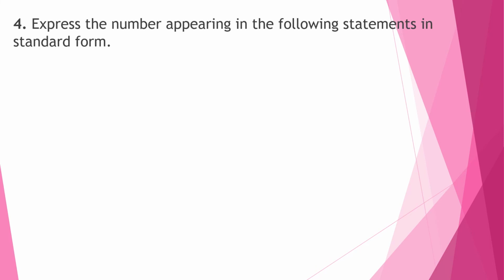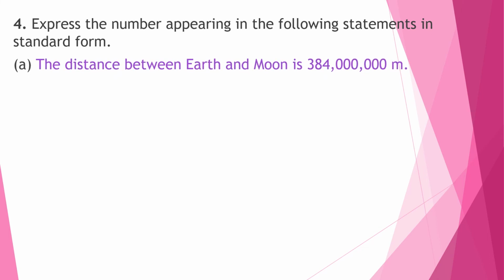Next question number 4. Express the numbers appearing in the following statement in the standard form. The distance between earth and moon is given like this. So children, to write the standard form, after the first digit put a decimal point, then write the non-zero digits, then write the power of 10 as after the first digit count the remaining digits to the right side. That will be the power of 10. So here the answer will be 3.84 into 10 raised to 8 meter.